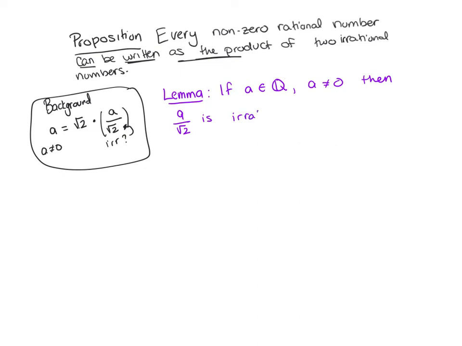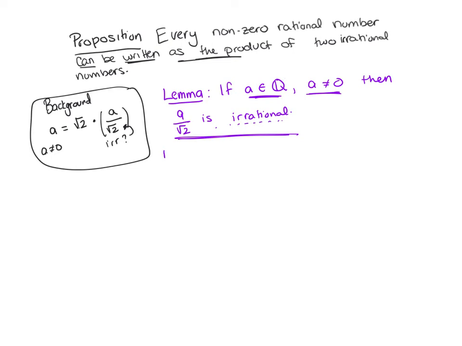So now I can ask myself, how can I go about proving this lemma? I don't want to do a direct proof because proving things are irrational is hard. It's a lot easier to prove they're rational. So I either want to do a contrapositive or a contradiction. If I'm just going to do a contrapositive, I can only assume that a over square root of 2 is rational. I can't assume that a is rational, but I might want to be able to use the fact that a is rational in my proof.